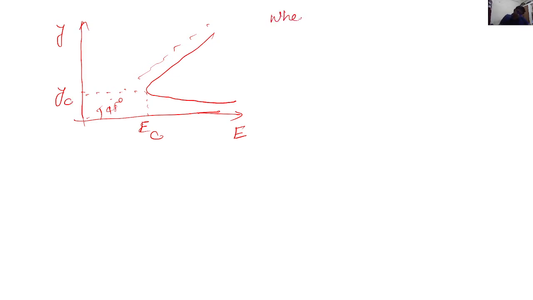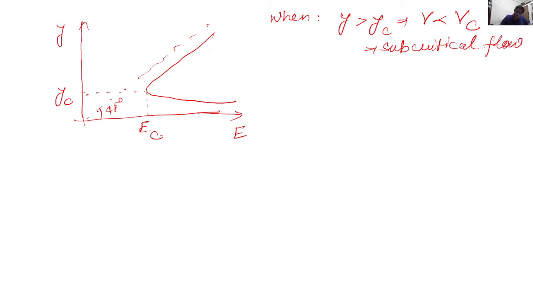Now there may be two cases. When the depth of water is greater than yc, then velocity is lesser than the critical velocity. I will be describing it in a later phase. So this would be a case of subcritical flow. That is, the Froude's number is less than 1. I will be describing it in a bit. And there may be another case when y is less than yc. So this would mean v is greater than vc. So this would mean that it is a supercritical flow.